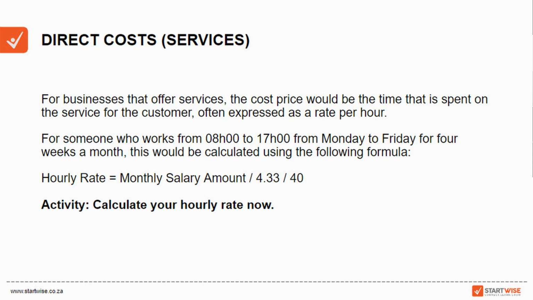So you would take the amount that you want to earn per month, or your monthly salary amount, or even the income for your business as a whole, and you would divide that by 4.33, which is the weeks in a month. The reason why it's 4.33 is because not all months have a full 4 weeks. So as we know, February has fewer days, some months have 31 days, some months have 30. So averaged out over the year, it would be 4.33 weeks in a month.